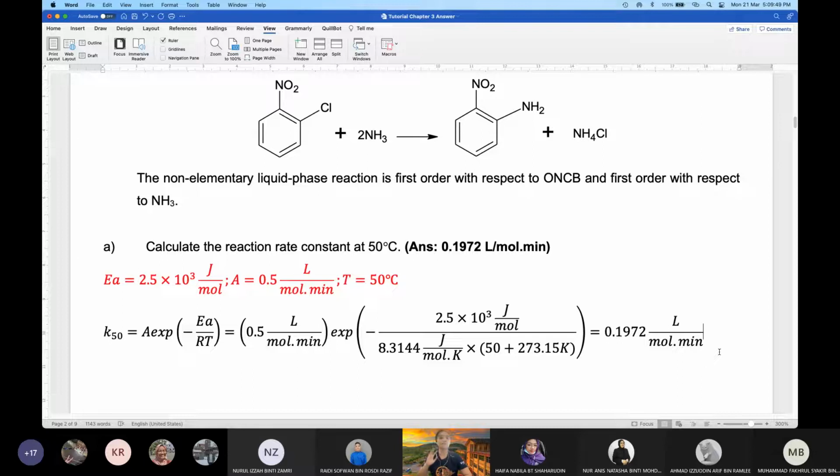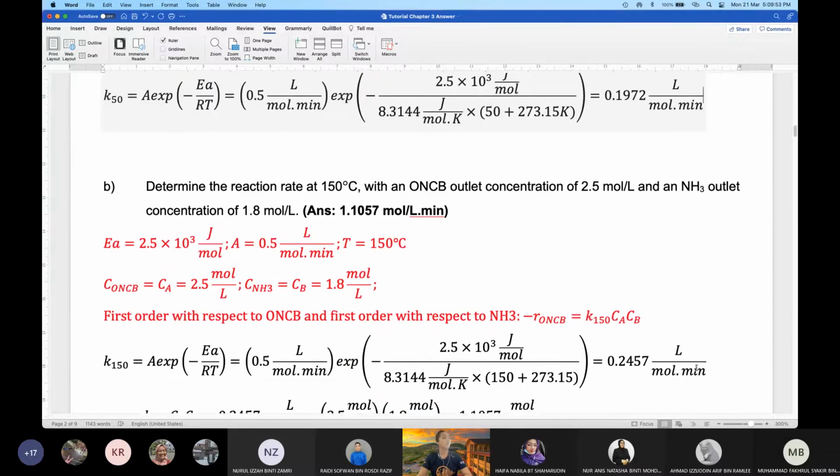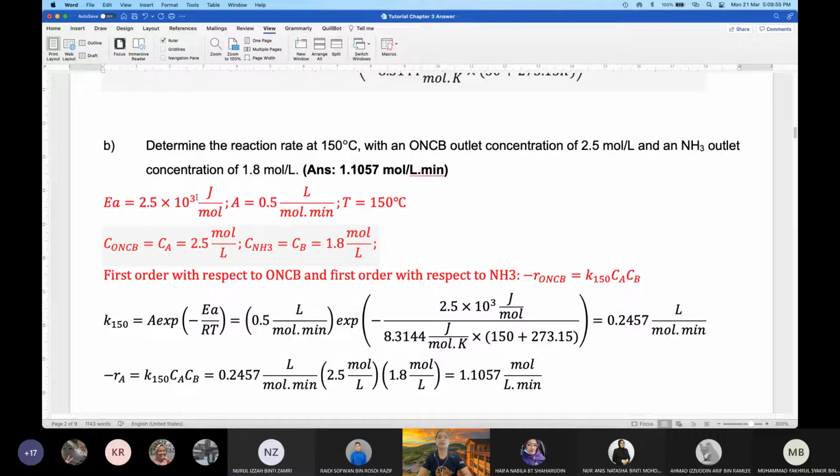Right, so done for question number A. So quite straightforward. Okay, question number B. Question number B dia kata sekarang, determine the reaction rate at 150 Celsius with an ONCB outlet concentration 2.5, ammonia outlet concentration 1.8. Okay, so first of all, apa yang dia nak kita cari? Dia nak kita cari reaction rate.